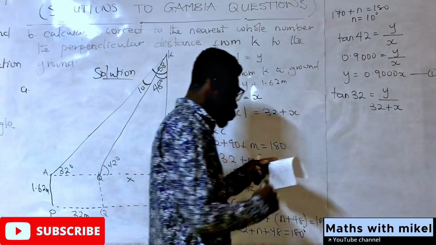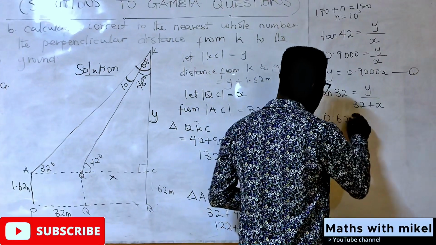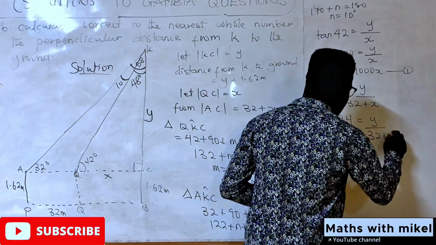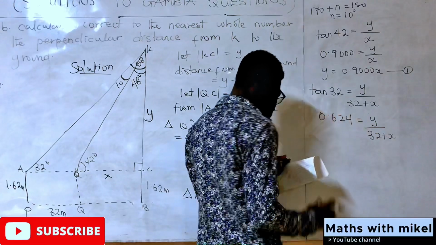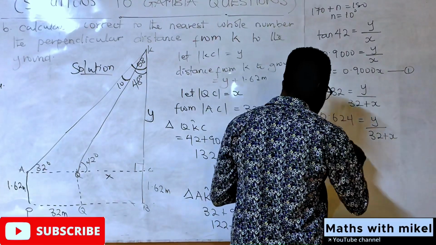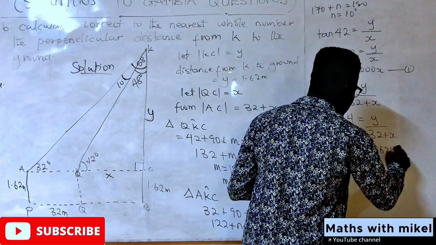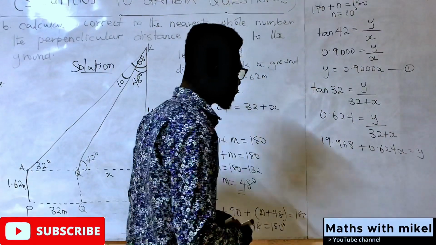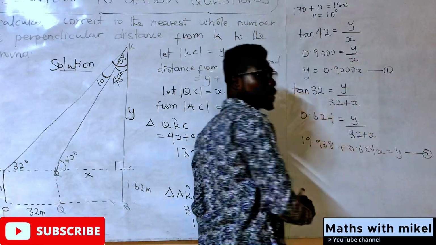Now tan 32 is 0.624. So 0.624 is equal to y over 32 plus x. So 0.624 will multiply what we have here, and we are going to get 19.968 plus 0.624x is equal to y. So this can be equation 2.